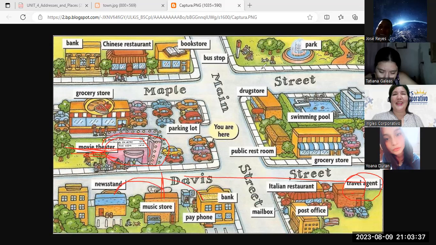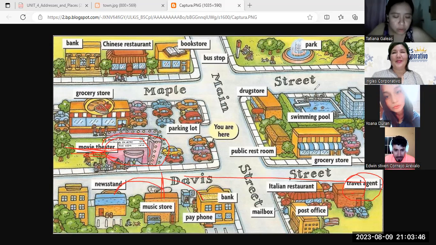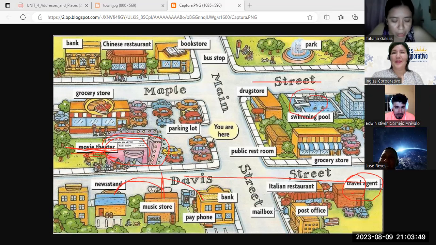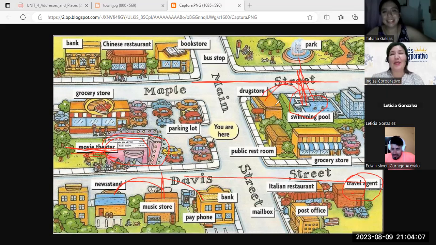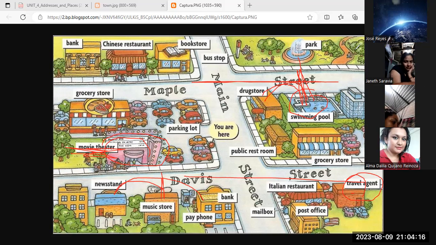Ajá. ¿Quién sigue? Tatiana, vamos. The swimming pool is on Maple Street in front of the park, next to the drugstore. Wow, very good definition. Have a good night, Tati. Bye-bye. Vamos, another one. Siga, ¿quién sigue? Se puede ir a dormir, ya se ganó su pase. José también. Catherine Romero, vamos.